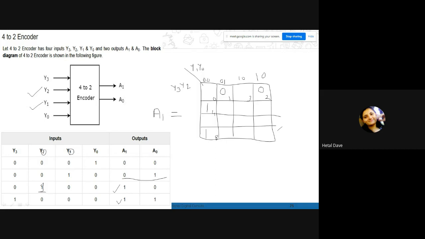So the rest of the positions I should consider as don't care. I'm not going to solve it out. I am going to give you this equation to solve.